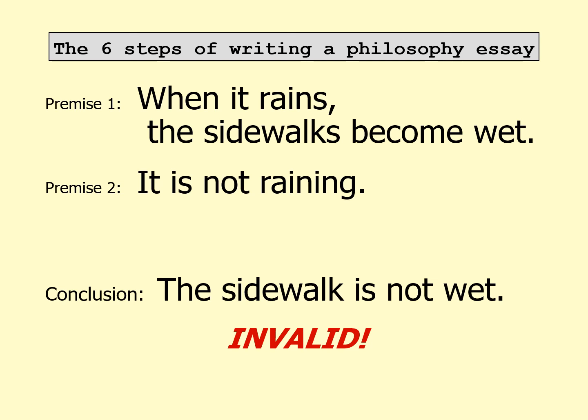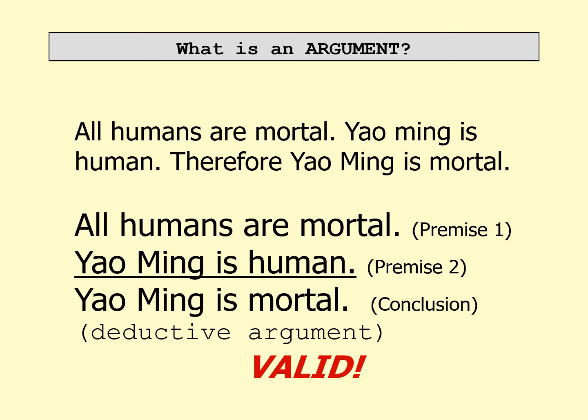How about a valid deductive argument? In this argument, if premises 1 and 2 are true, it's impossible for the conclusion to be false. If all humans are mortal and Yao Ming is human, then Yao Ming has to be mortal. It's impossible for it to be the case that Yao Ming is not mortal.